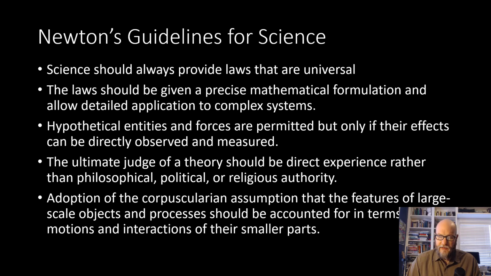And then he finally proposed the adoption of the corpuscularian assumption, that the features of large-scale objects and processes should be accounted for in terms of the motions and interactions of their smaller parts. Now, corpuscularian is a $10 word, but essentially what he's saying is that large-scale objects and processes can usually be accounted for by looking at the smaller parts that make them up and how they interact. And this has a lot of implications for things like atomic and subatomic theory. But basically what he's saying is that large-scale things can often be broken down into their component parts, and this is often a good way to explain them and understand them.